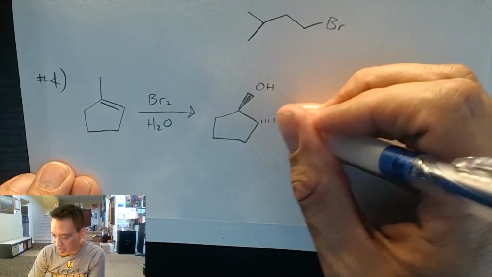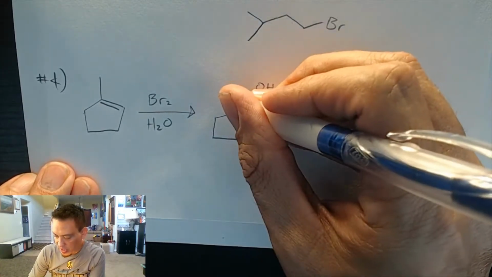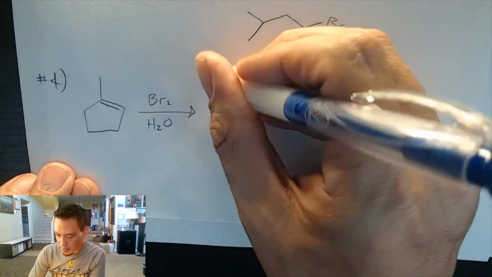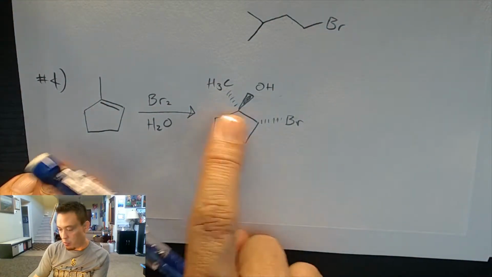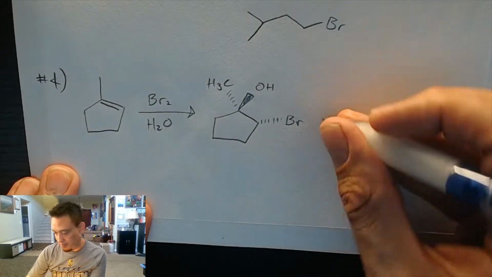You need to make sure they're anti to each other. And then you tack on what was already on there. The methyl was already on there. So that is the correct stereochemistry of that compound, properly showing an anti-addition.